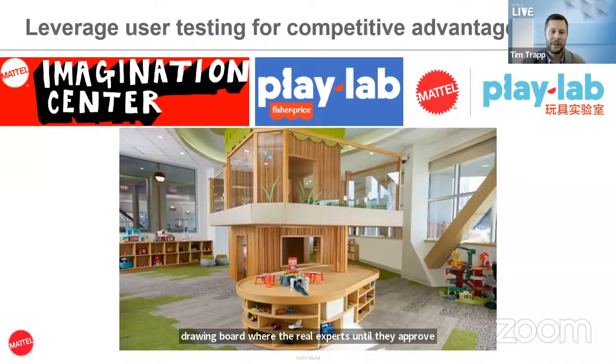A few stats about our 3 Play Labs. We have 61 years of formalized research. More than 450 toy ideas are tested each year with over 2,500 kids and over 1,800 parents. And you can sort of see that in this facility, it looks like the most fun preschool there is.